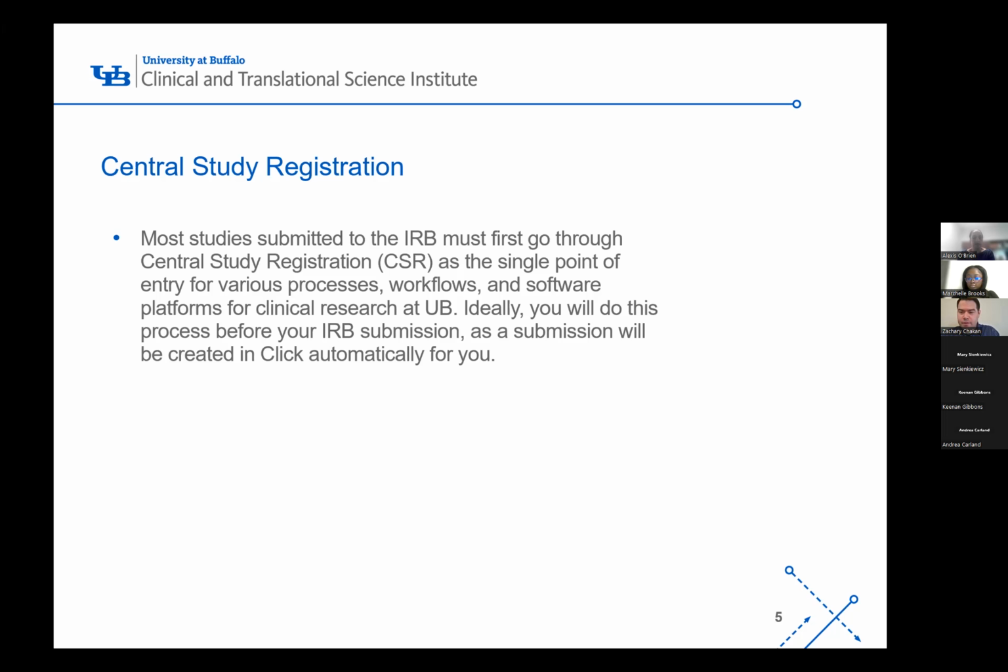You will still have to fill out more of the finer details in your submission, but if you submit in Click and it's required through the university to go through central study registration, we will ask you to withdraw your study and it will go back into CSR to be completed.